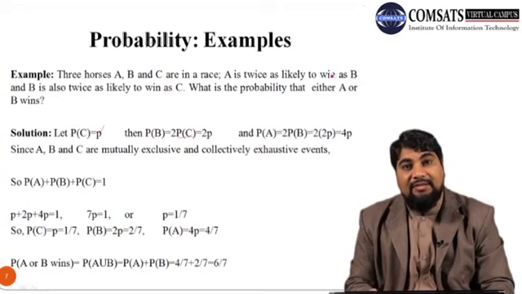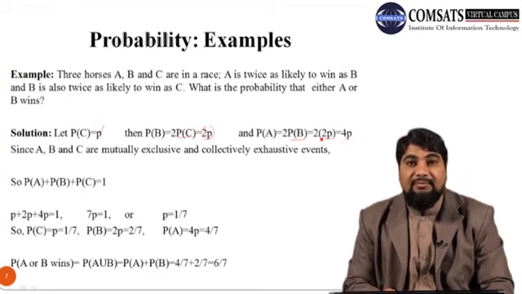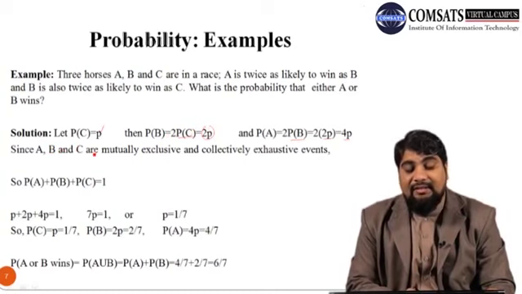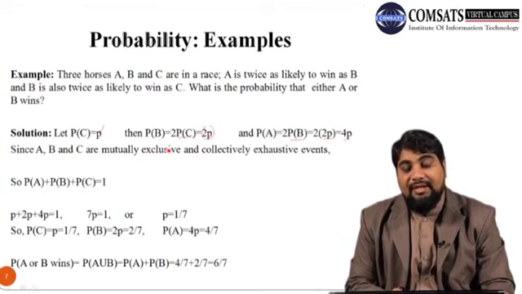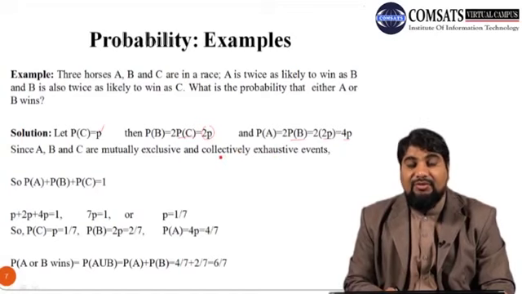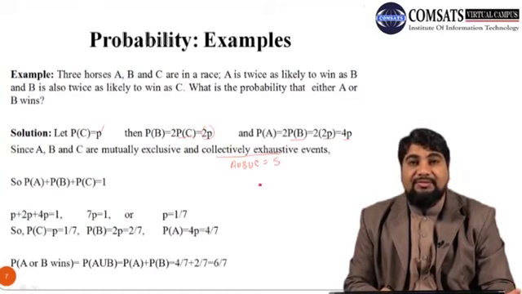And then A is twice as likely to win as B, so probability of A will be 2 times probability of B. P of B is 2p, so 2 into 2p, which is 4p. Since the events A, B, C are mutually exclusive and also collectively exhaustive, mutually exclusive means there is nothing common, and collectively exhaustive means that if we take their union, it becomes the full sample space.